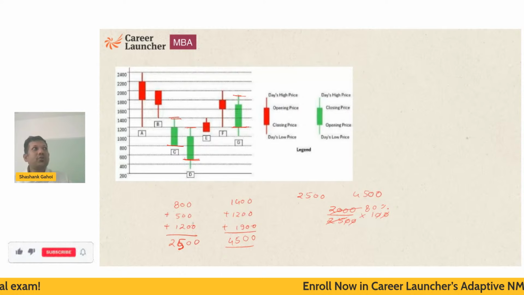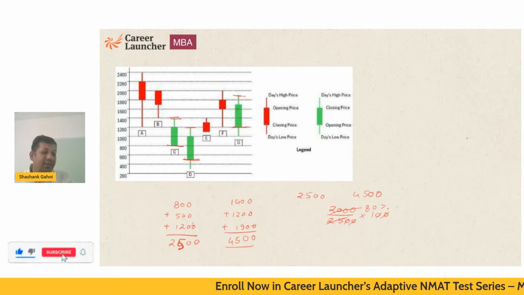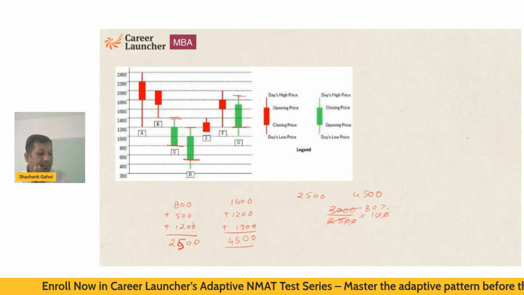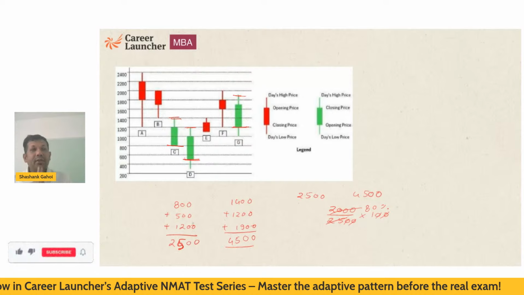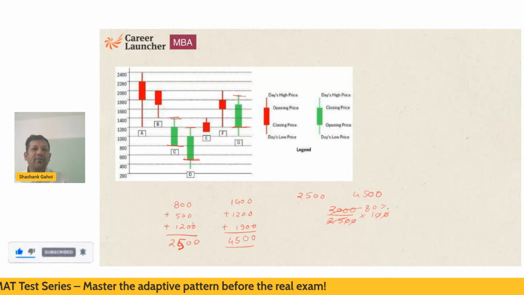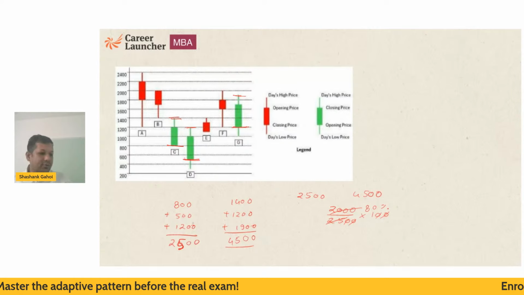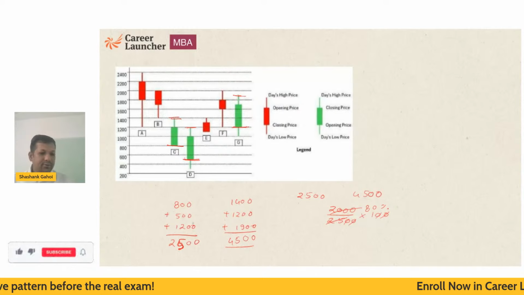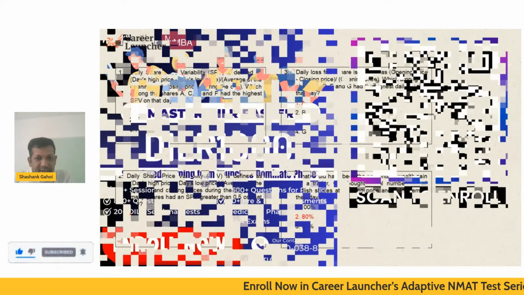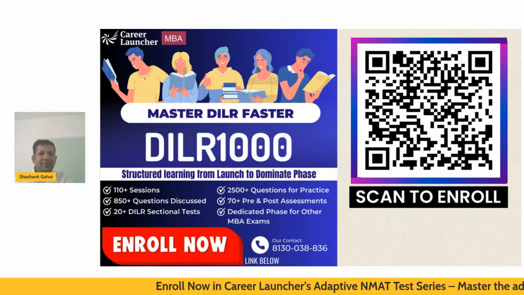Whenever you see any independent question set, most of the time every question is going to take at least 2 minutes. Questions are generally lengthier and calculative if it is a set of independent questions. Understood? So with this, let's conclude this session.